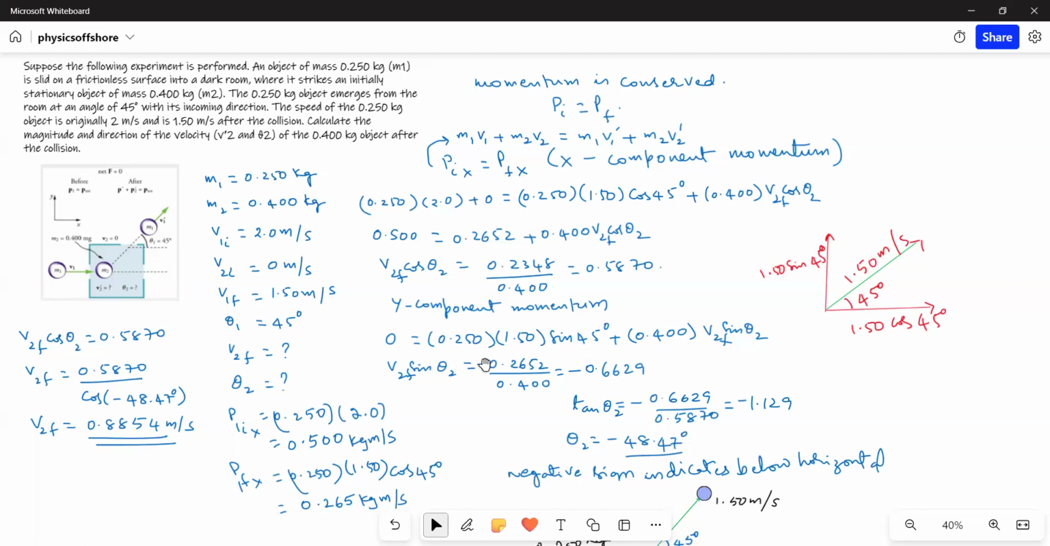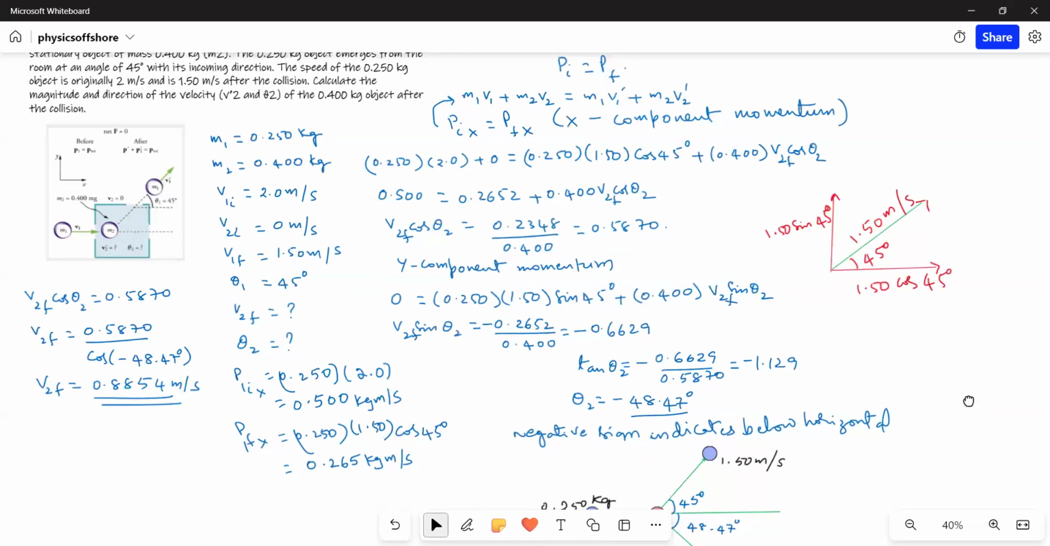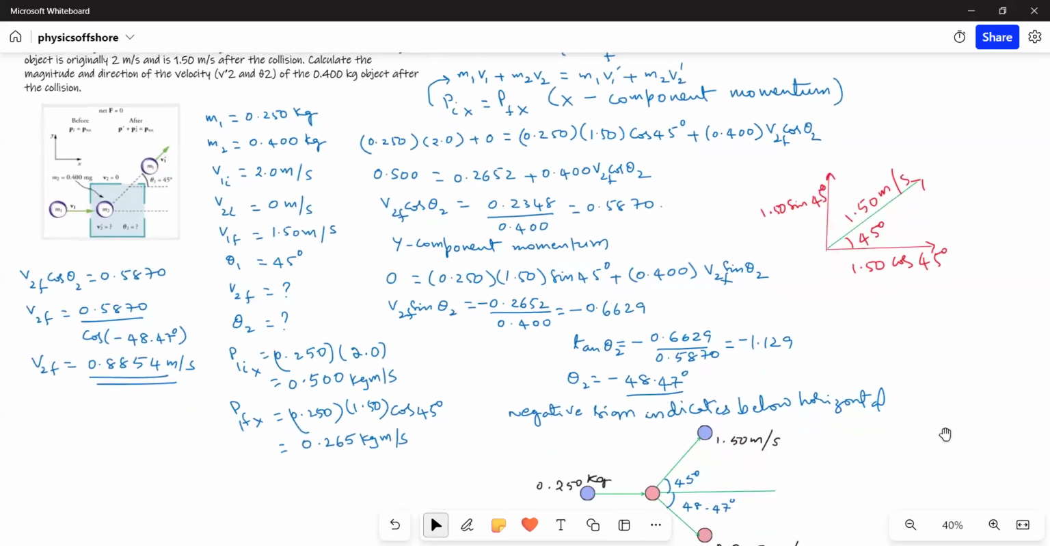So plugging in the values in the equation, M1V1 plus M2V2 is equal to M1V1' plus M2V2' for the y component momentum, we get these values. On solving, we get V2F sine theta 2 is equal to minus 0.6629. Now we have to find tan theta. So tan theta is equal to y by x. Therefore, minus 0.6629 divided by 0.5870 is equal to minus 1.129. Theta is equal to negative 48.47 degrees. The negative sign indicates that the second object is going below the horizontal.